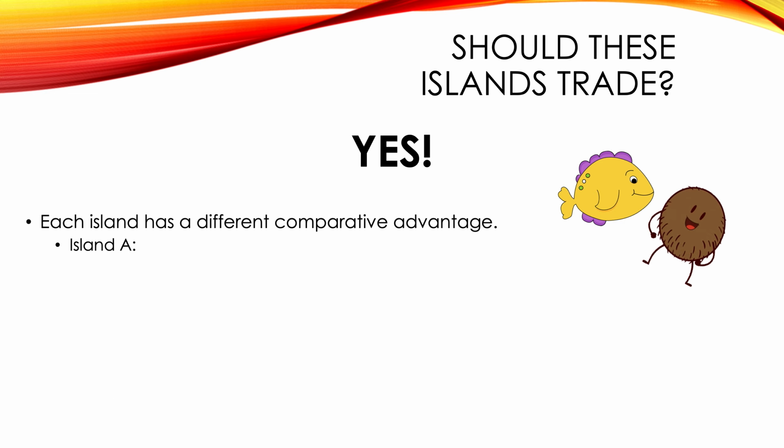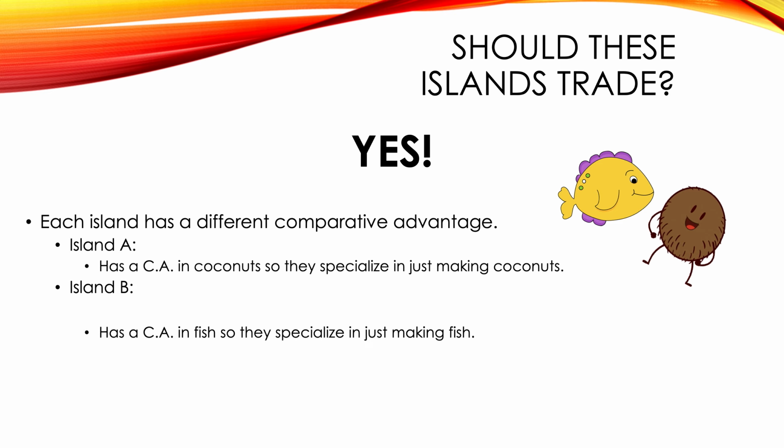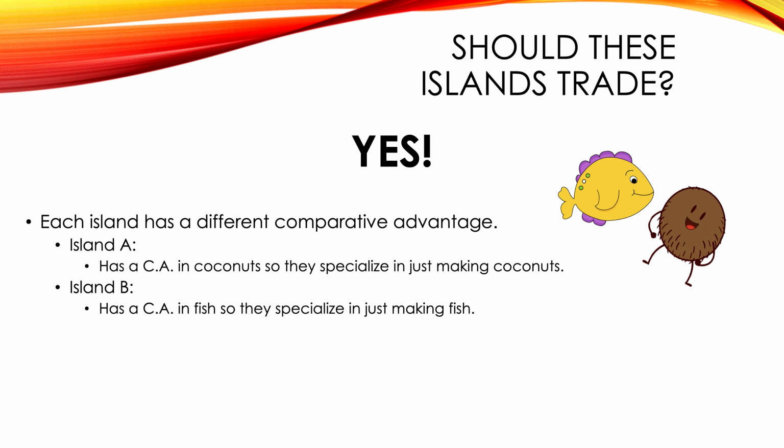So Island A, for example, has a comparative advantage in producing coconuts. So they're going to specialize in just making coconuts. Specialization means focusing on one thing. So Island A is not going to produce fish at all anymore. They're only going to focus on what they're best at between those two things. They're going to produce coconuts. Island B, as we determined, has a comparative advantage in fish, so they're going to stop producing coconuts at all. They're only going to make what they're best at between those two products. They're going to make fish.